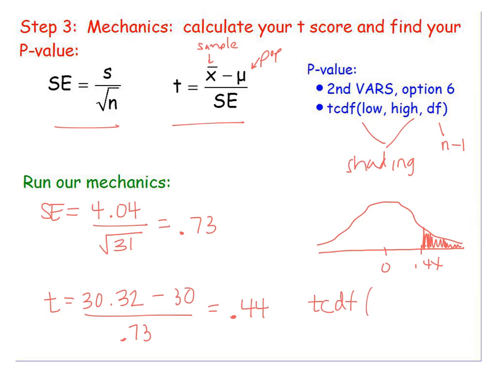Now our low, if you look at our shading, our lowest value is 0.44. Our high goes all the way to the right, so we're going to use 99 for our high. And our degrees of freedom, remember, we take n, which is 31, and subtract 1, so we have 30. And if you hit enter, I get 0.3315. So this is our p-value that we're going to need in order to state our conclusion.